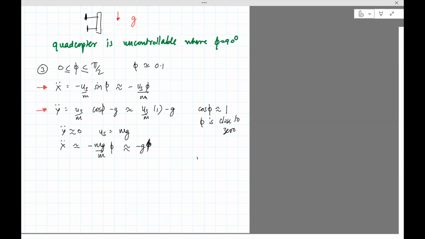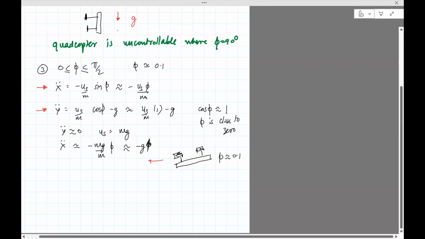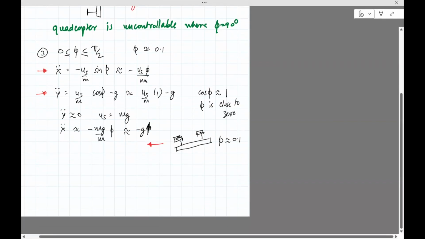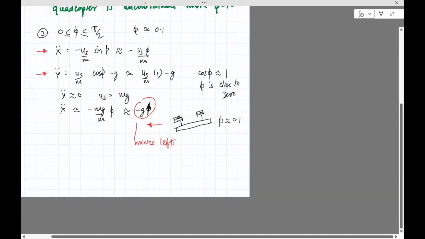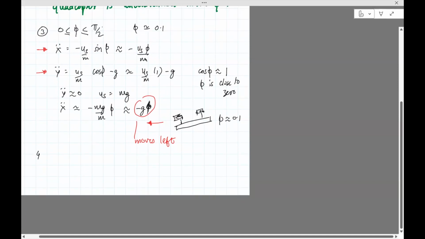So the quadcopter, and I'll show all these things in simulation to you, if you tilt it a little bit, like so, phi equal to 0.1, it will tend to move towards the left because of this term. It moves left.